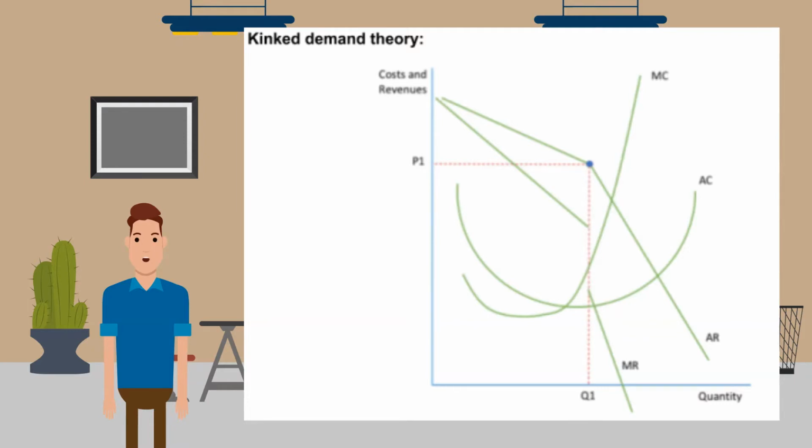The problem with the kinked demand curve theory is that it assumes that there is an initial price set within the market and does not explain why this price was set. However, it does explain why prices tend to be stable.